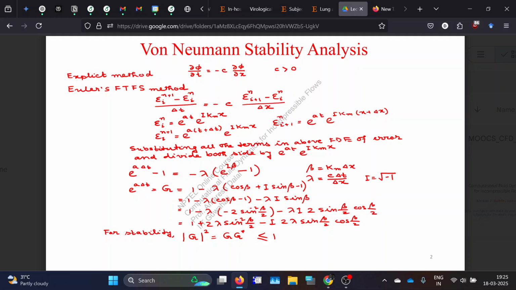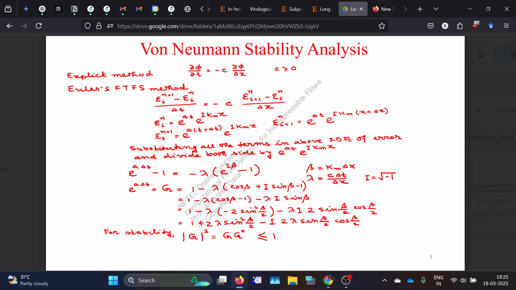But think of it this way: G is the rate of growth of error. And if the magnitude of G is less than or equal to 1, that means I'm safe, that my error decays with time. Okay, I can intuitively say that, simply.